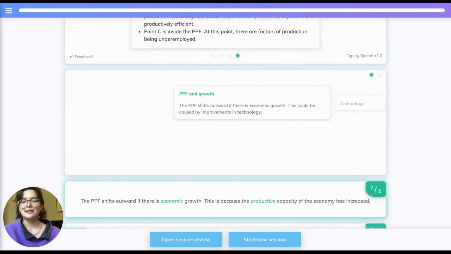So if we consider how a PPF curve can shift outwards, we know it's because there is economic growth, and this could be, for example, due to improvements in technology. But we must know that the improvements in technology may not be evenly distributed across all production of products.